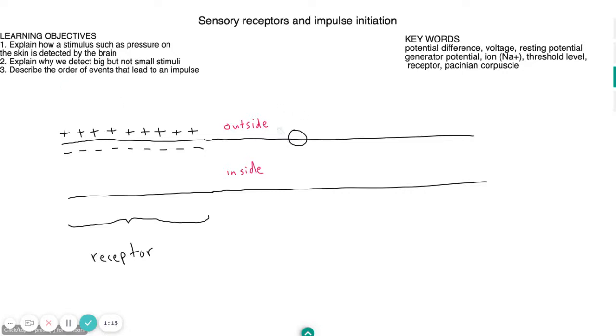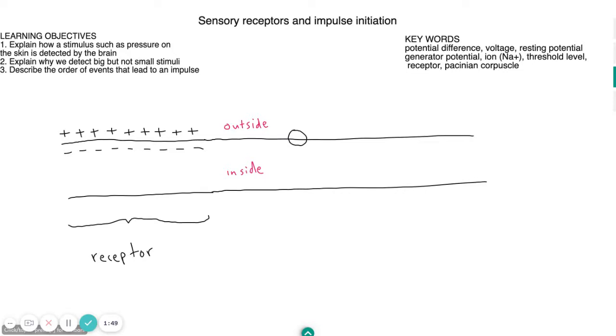And to do that, some of the words we'll go through are potential difference, voltage, resting potential, generator potential. We're going to look at one particular ion called the sodium ion. We've got to talk about threshold level, receptor, and one of the receptors we can talk about is the Pacinian corpuscle. You could also apply this to the light receptors in the retina as well, so I'll talk about them as well.